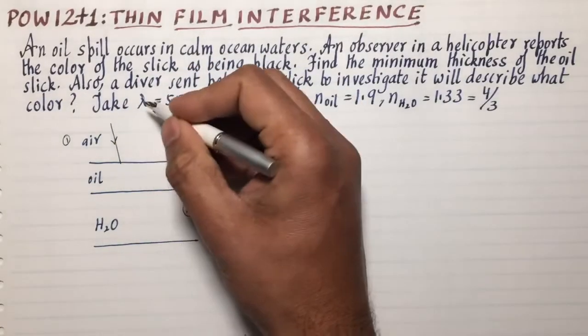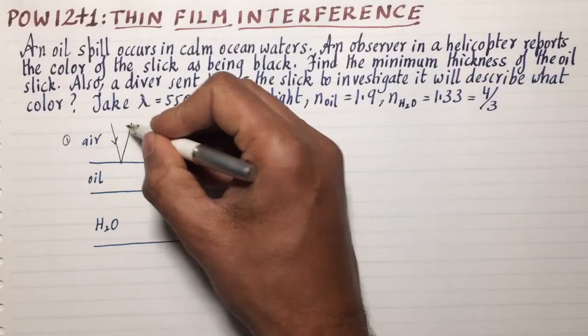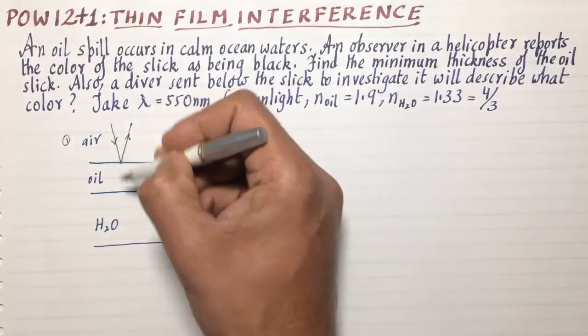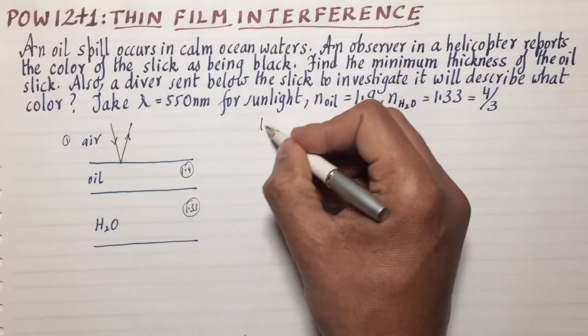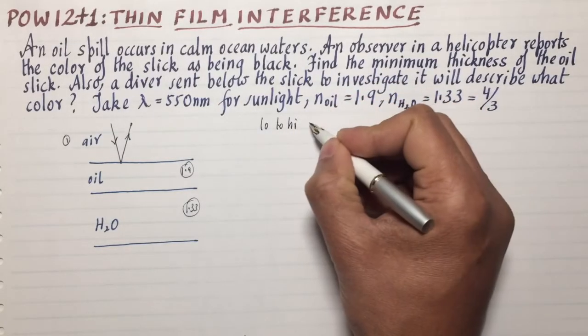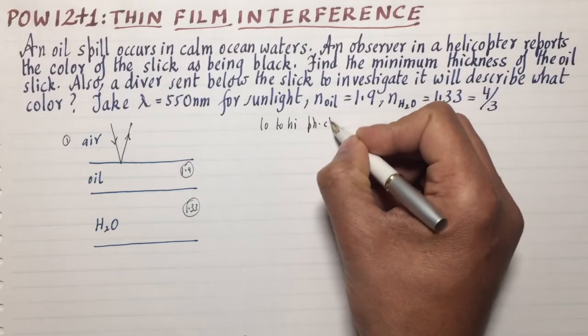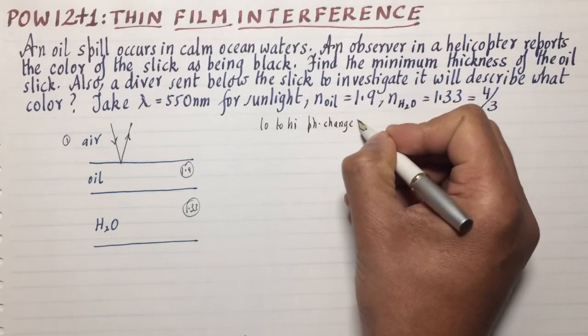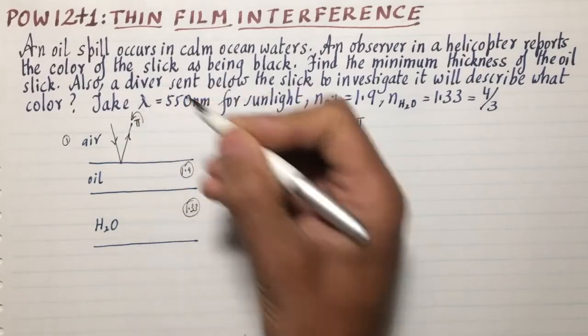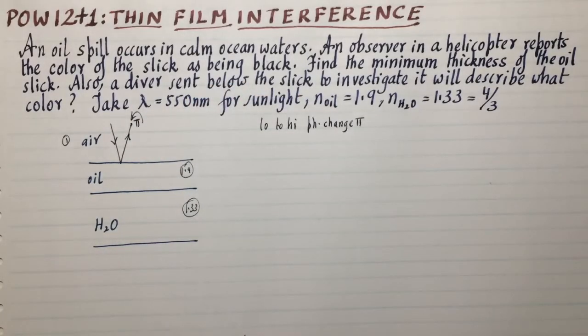It's going to reflect off the first surface. Well, the reflection here is going to be from low to high. Low to high, phase change pi. That's how you remember it in poetry form. So there's going to be a phase change of pi.